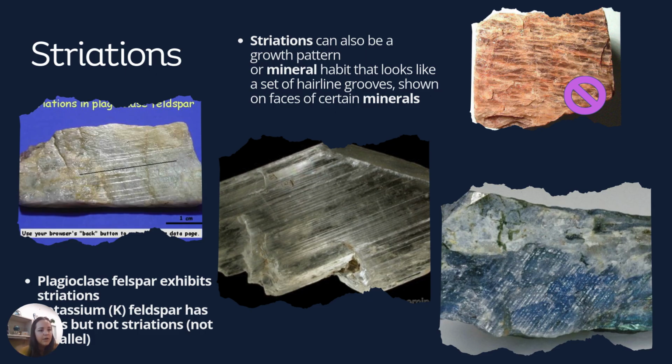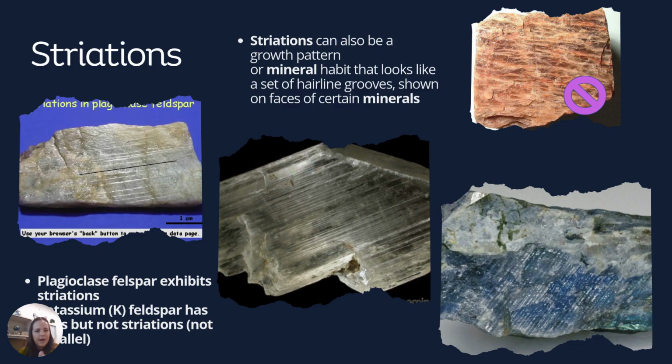Another good indicator for one of our special minerals, feldspar: we have plagioclase feldspar that we look at and potassium feldspar. The difference between the two is whether they contain striations. This is a definitive marker for knowing whether you're looking at plagioclase or potassium feldspar. Potassium feldspar does not contain striations, but plagioclase feldspar does.